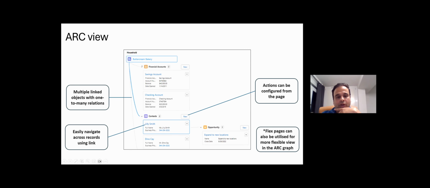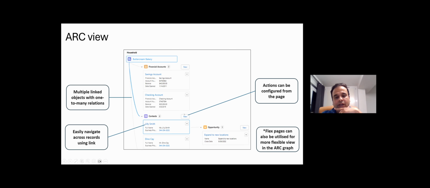So you start with an account on top, and in this relationship you can see all the one-to-many relationships from the account. So you can see the related accounts, related contacts, and then within contact you can see what are the opportunities for Lily Smith here. So two levels of relationships, you can go and see what are the different opportunities there. Each record has a link, you can click on that link and go directly to that particular record. So it is very easy to navigate across the records using this particular ARC graph.